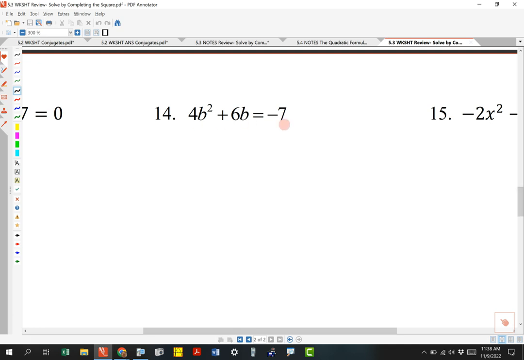Divide by 4. Okay, so here's what we're going to do. We're going to do 2 steps at once. We're going to divide by 4, and we're going to create some space. So this is going to be a b squared. This is going to be a 3/2 b, because I'm just going to reduce that. And then over on this side, I'm going to have negative 7/4.